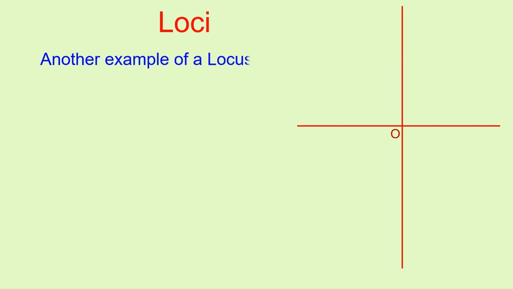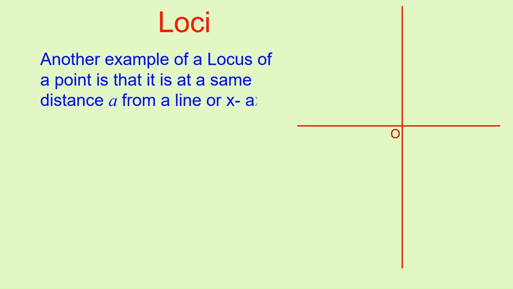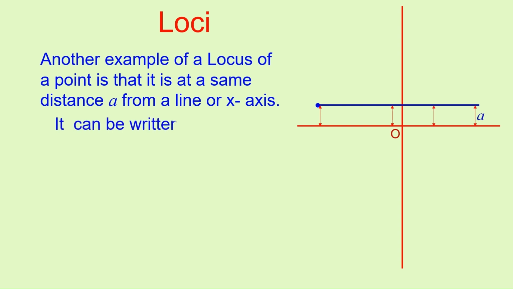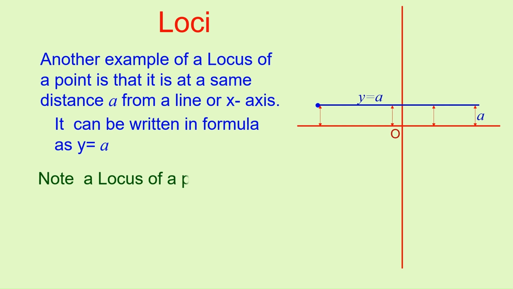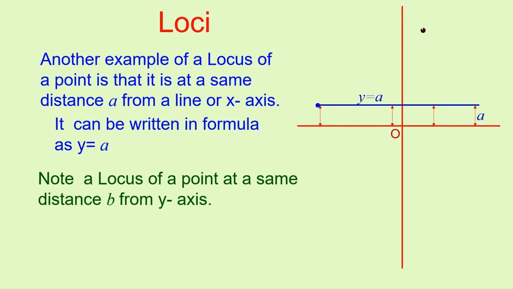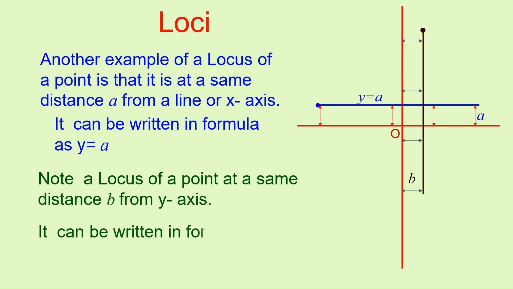Another example of a locus of a point is that it is at the same distance a from a line or x-axis. It can be written in formula as y equals a. Note, a locus of a point at the same distance b from the y-axis can be written in formula as x equals b.